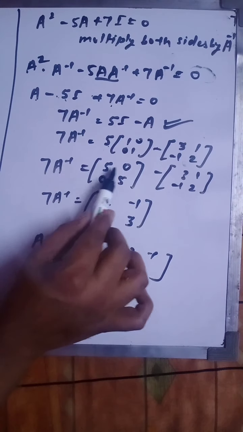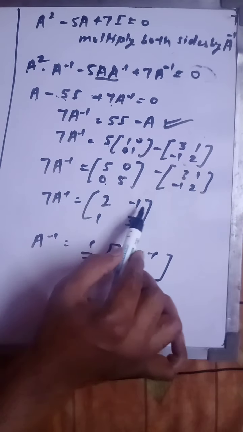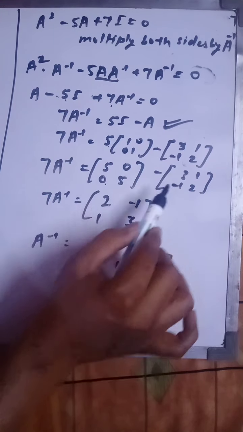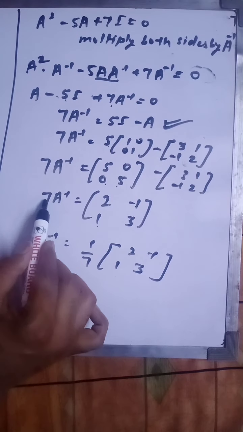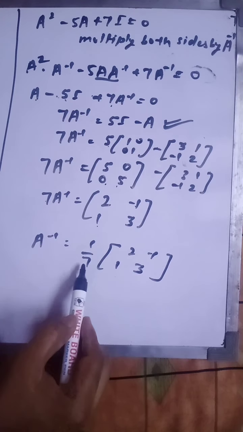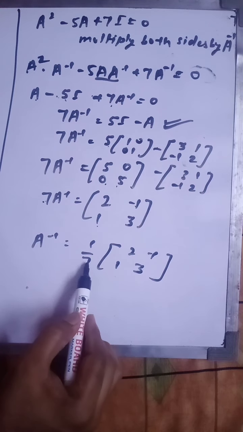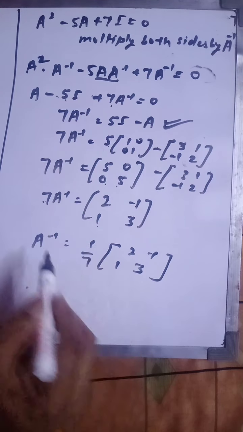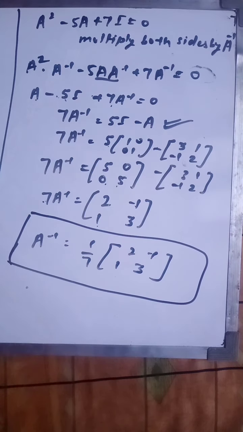Now you have to subtract these two. 5 minus 3, that would be 2. 0 minus 1, that is minus 1. 0 minus 1, that is minus 1. 5 minus 2, that is 3. So this 7 you can write as 1 by 7. It is multiplying here, so on the other side it will divide. So 1 by 7 times the same matrix. So this is the A inverse using this equation.